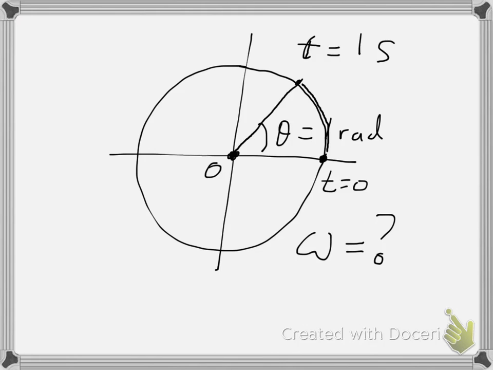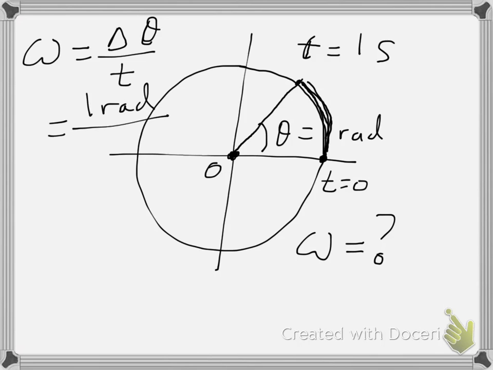The angular velocity is just going to be the change in angle over the time. Our change in angle: we started down here, and when we go up here we measure the angle. It turned out to be 1 radian, divided by our time interval. Our stopwatch started at 0 and we stopped it at 1 second, so this is 1 second. So our angular velocity here is going to be 1 radian per second.